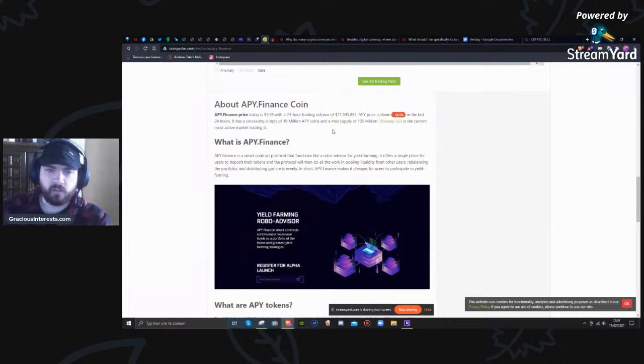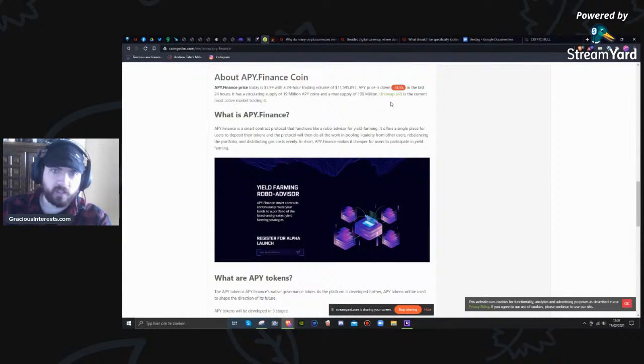Always love to read those summaries. So today's price is 3.99, plus 24 hours. They say there's a circulating supply of 19 million API coins with a max supply of 100 million. And it's most active on Uniswap, the second version of it. So it's available most popularly on Uniswap.